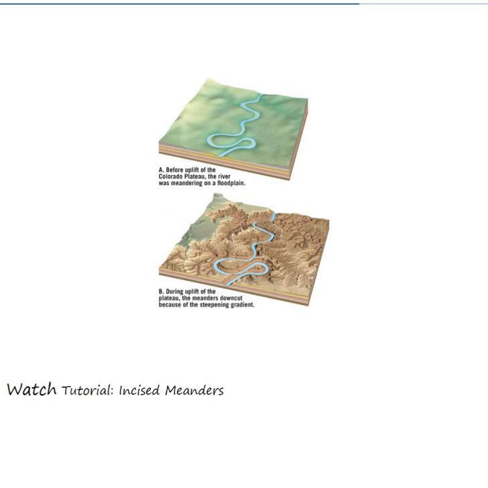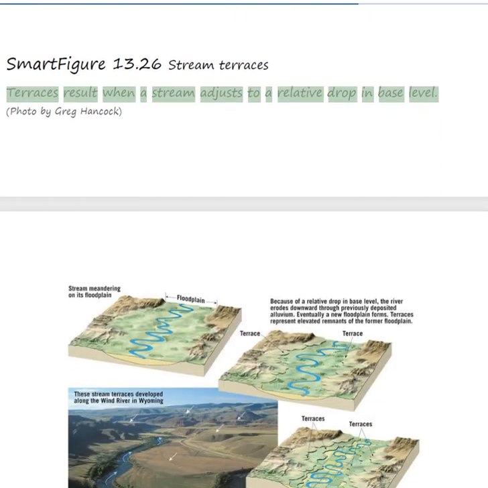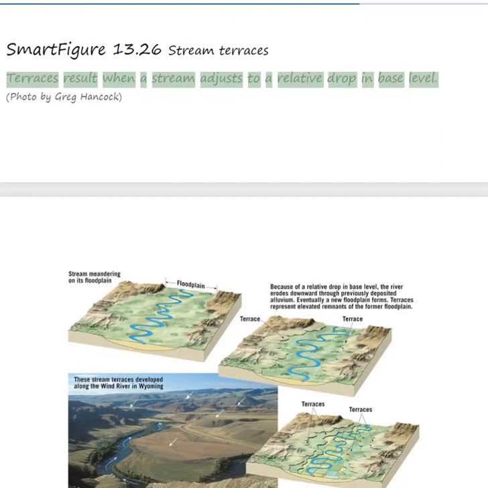Other features associated with a relative drop in base level are stream terraces. After a river that had been flowing on a floodplain has adjusted to a relative drop in base level, it may once again produce a floodplain at a level below the old one. As shown in Figure 13.26, remnants of the former floodplain are left as relatively flat surfaces above the newly forming floodplain. Terraces result when a stream adjusts to a relative drop in base level.